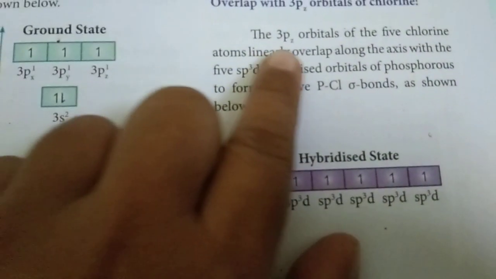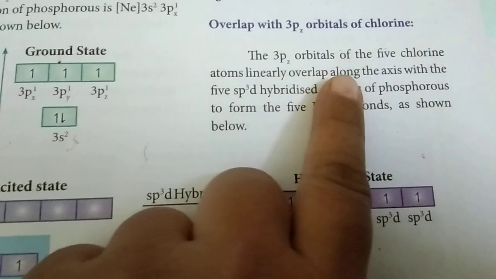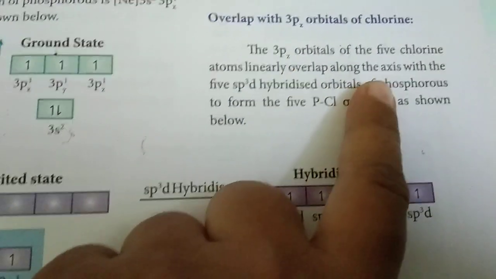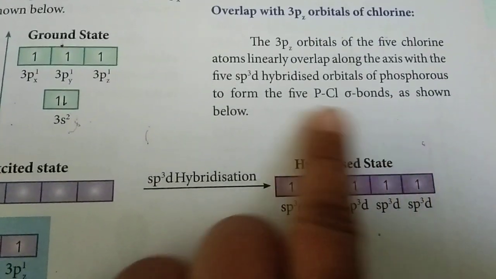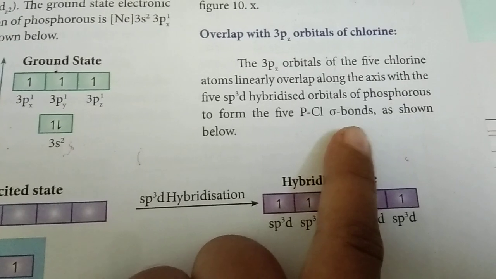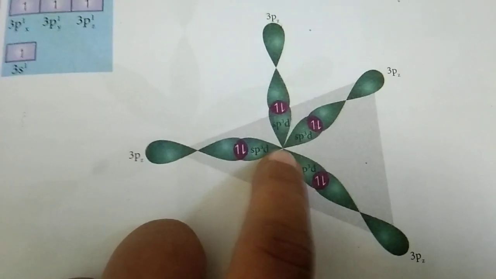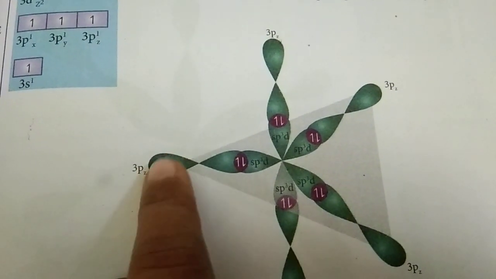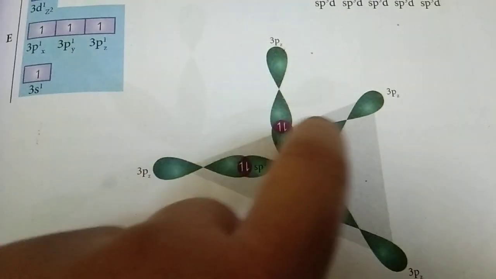See the 3pz orbitals of the 5 chlorine atoms linearly overlap along the axis with the 5 sp3d hybridized orbitals of phosphorus to form 5 P-Cl sigma bonds as shown below. Now in the center you have phosphorus, the central atom. So the sp3d hybridized orbitals of phosphorus overlap with the 3pz orbitals of chlorine, forming the structure like this. These are the sigma bonds.